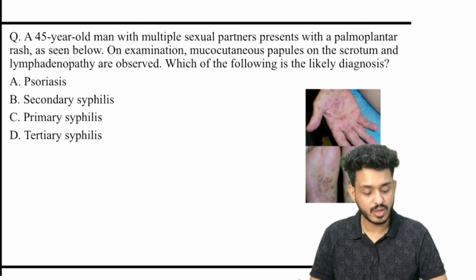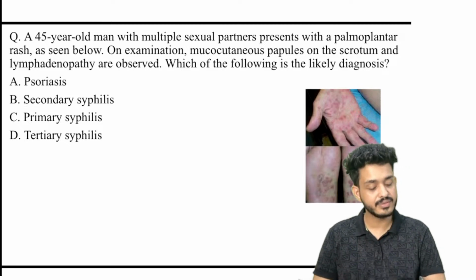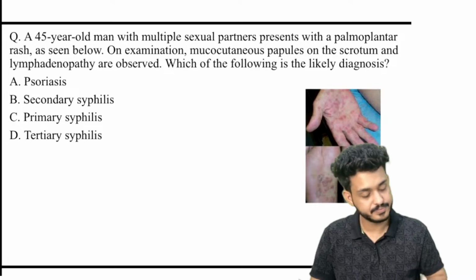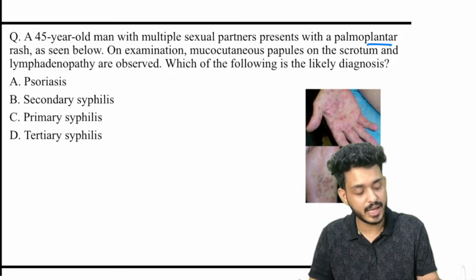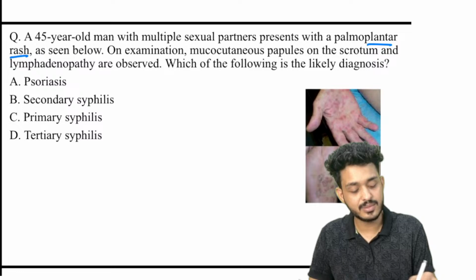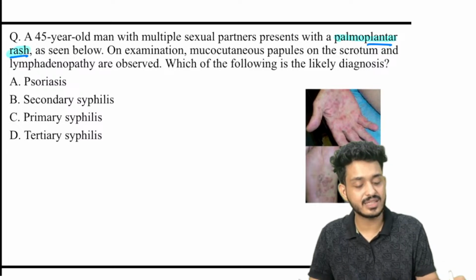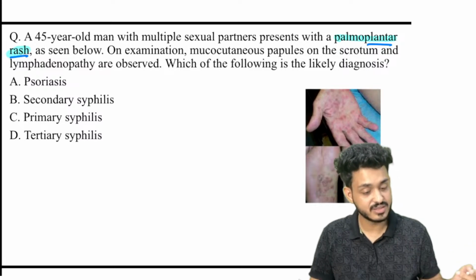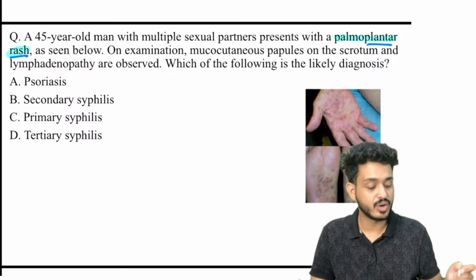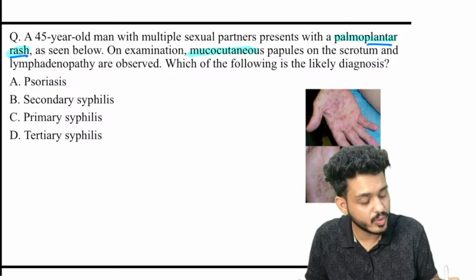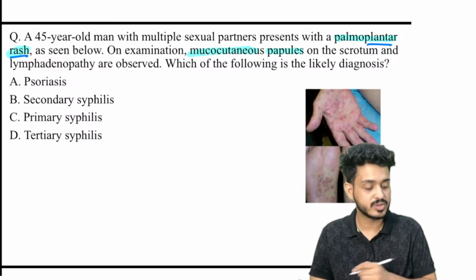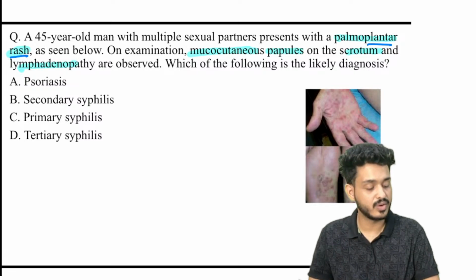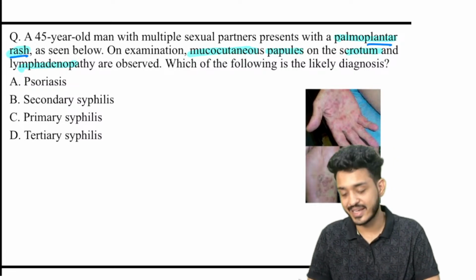Try to solve this particular question. A 45-year-old male presented with multiple sexual partners, with a palmoplantar rash. He is having some kind of rashes on the palms and the plantar areas. On examination, you are finding mucocutaneous papules on the scrotum and lymphadenopathy. Which of the following is the likely diagnosis?